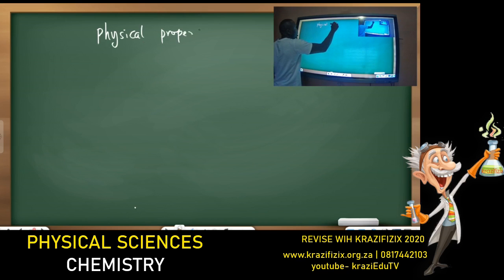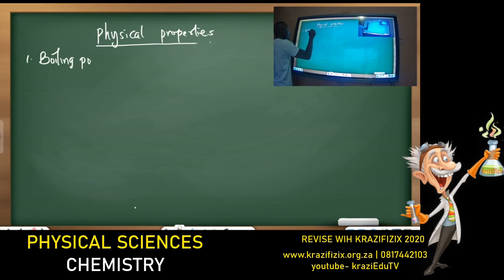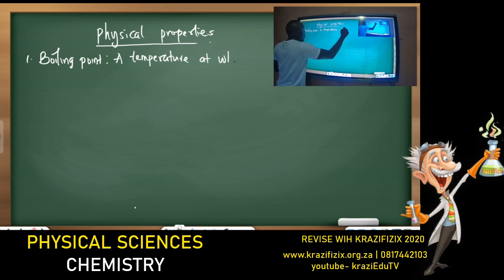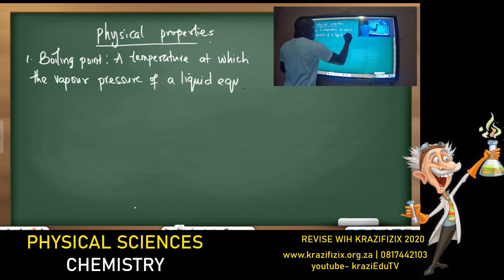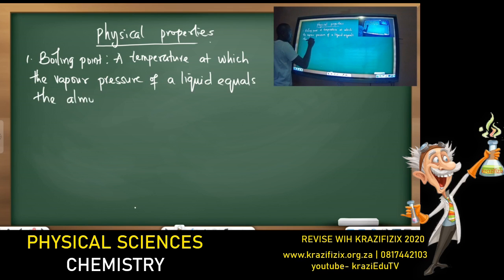Under physical properties, we're looking at 2 things quickly. Number 1 is the boiling point. I'm sure you should remember your definition. Boiling point is a temperature at which the vapor pressure of a liquid, because that was changing, now would equal the what? Atmospheric pressure. Equals the atmospheric pressure, and we have a boiling point.